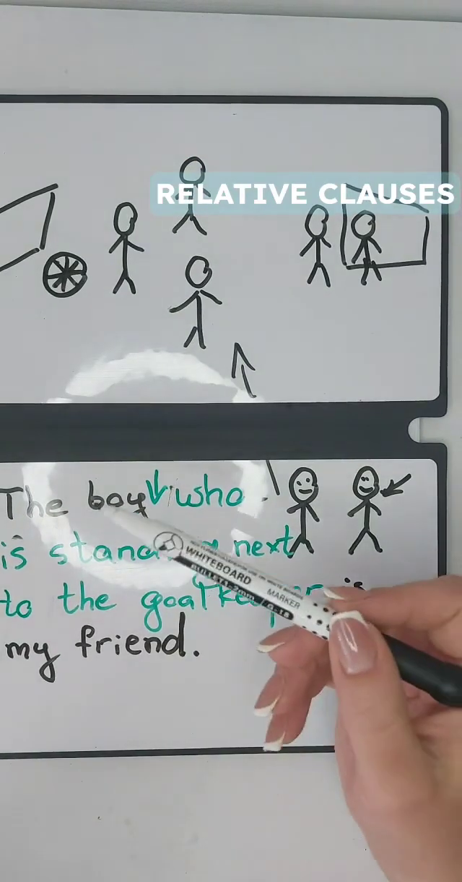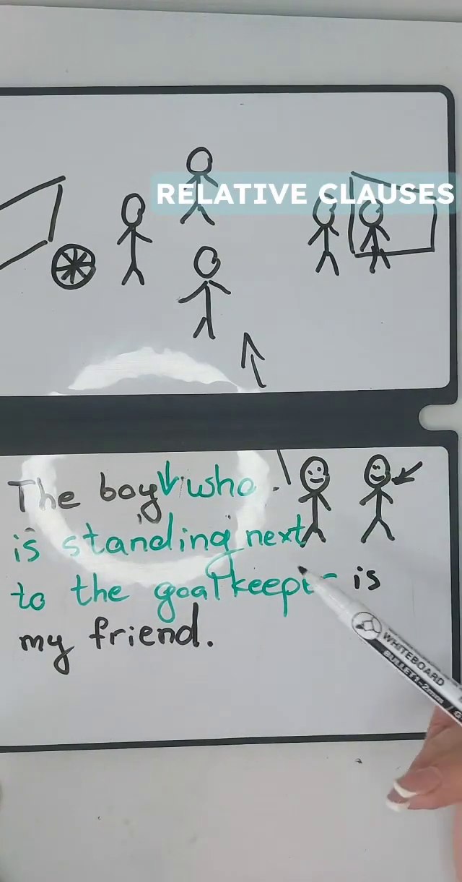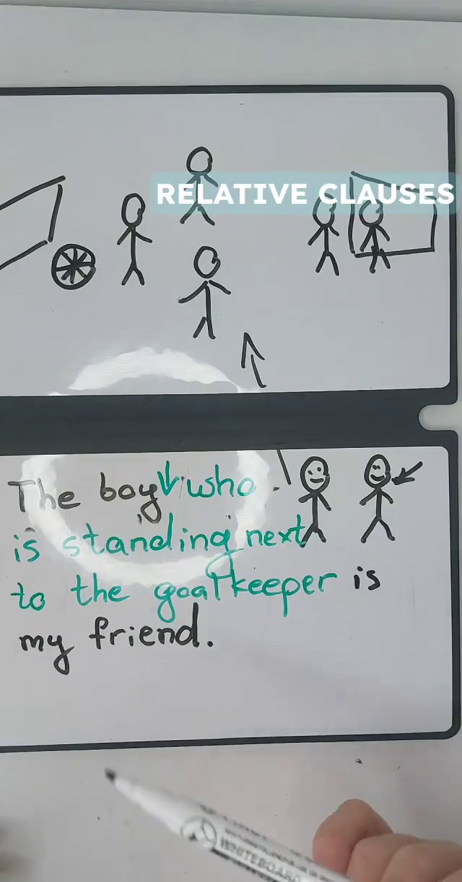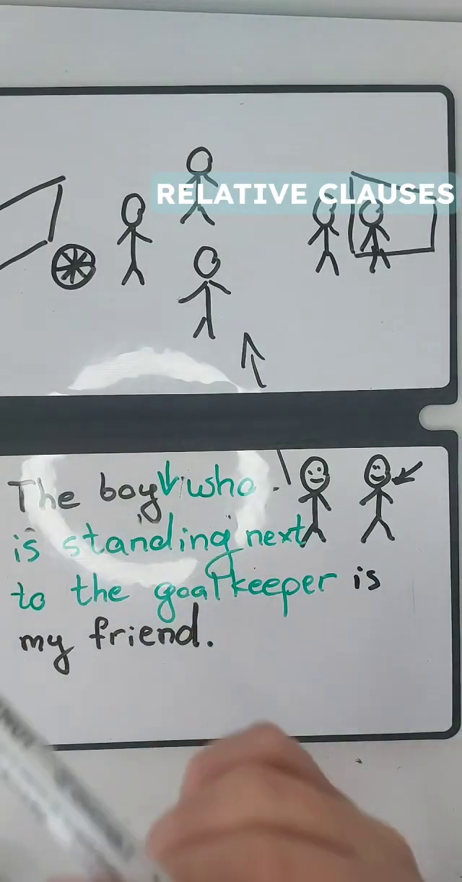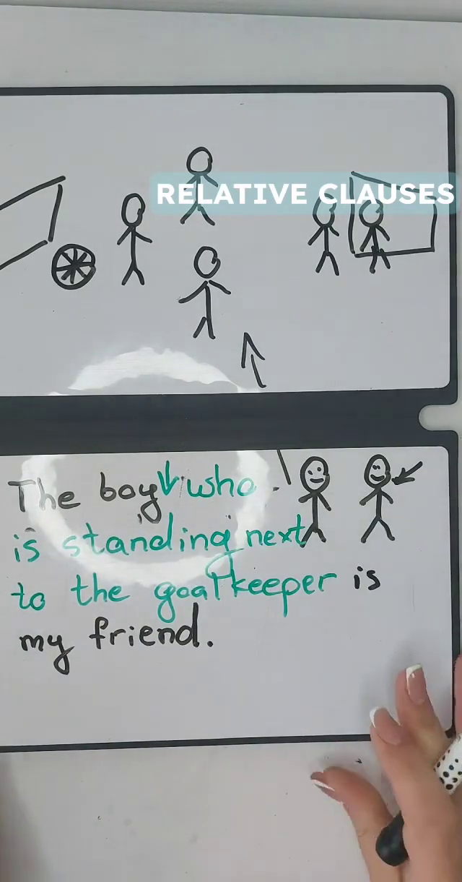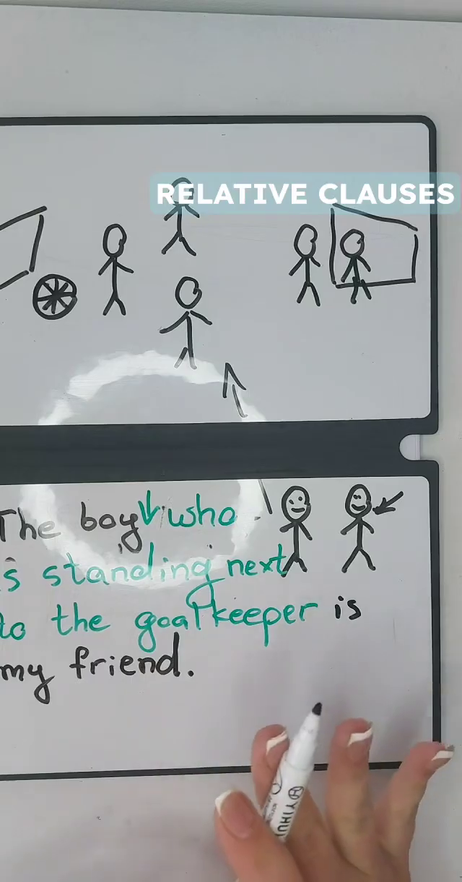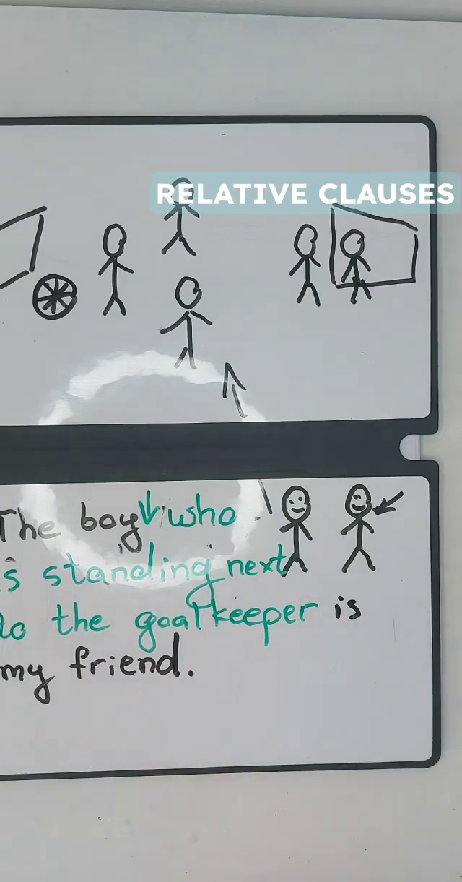So, who is standing next to the goalkeeper is my friend. Now, can you understand which boy I'm talking about? The boy who is standing next to the goalkeeper is my friend.